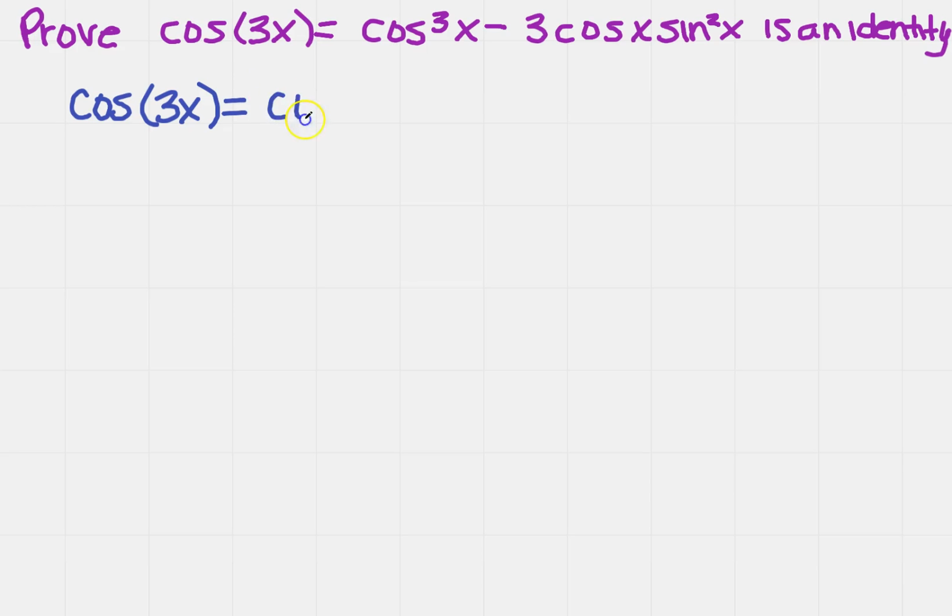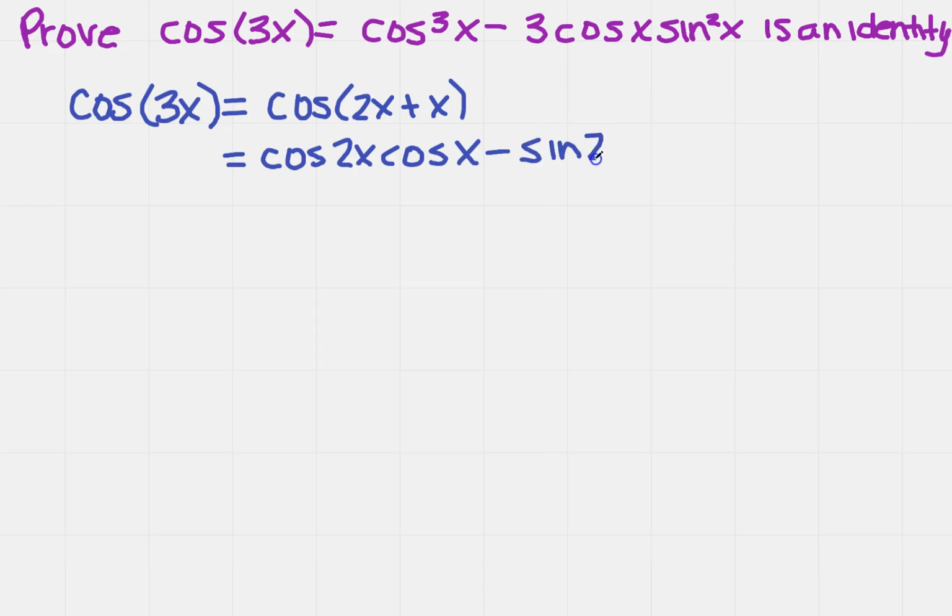So when I see this, I'm going to say this equals the cosine of 2x plus x. And now I notice that that is a sum, so that's going to equal the cosine of 2x times the cosine of x minus the sine of 2x times the sine of x. Now, this is cool because I know that there is a double angle identity, right? I told you I needed to get that 2x. That's what I'm looking for to use a double angle identity.